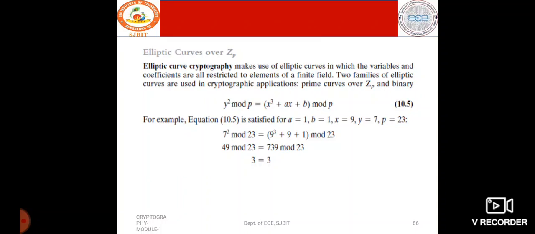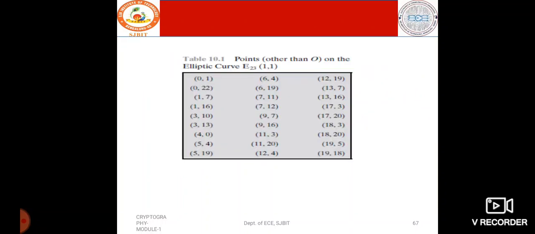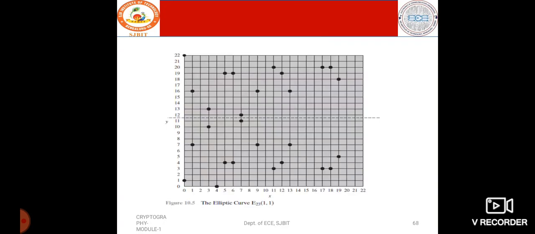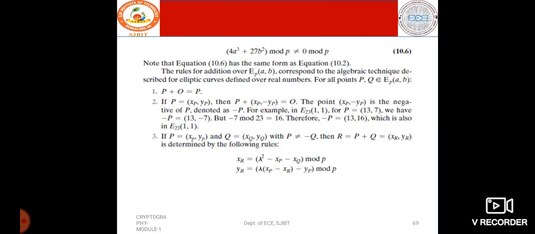Here we can take the values for a, b, x, y and p for the different values. So with all these values we can prove that LHS is equal to RHS. This is a table which shows the points, other than O, on the elliptic curve. This figure shows the points on this elliptic curve. And the rules for addition over Ep(a, b) correspond to the algebraic technique that is described for elliptic curves defined over real numbers.